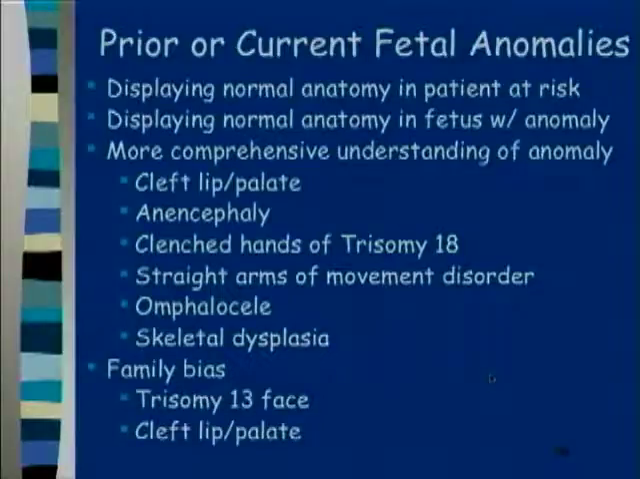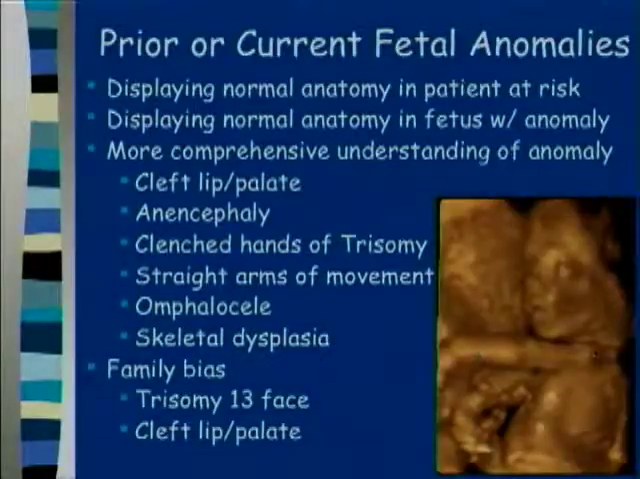It also helps with more comprehensive understanding of many anomalies like cleft lip and palate, like anencephaly, like clenched hands with trisomy 18, straight arms of movement disorders. And I remember this fetus that the mother just didn't get it, but when you showed her this picture of this really straight arm, all of a sudden they realized that this wasn't really normal. I already mentioned the omphalocele, and also some of the really short dwarfisms or skeletal dysplasias are very apparent on the 3D image.